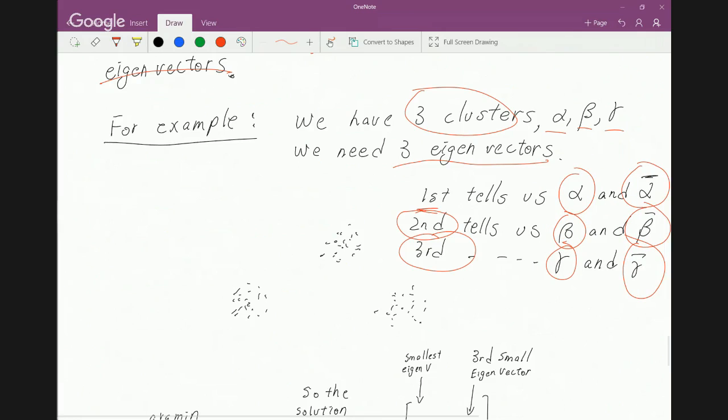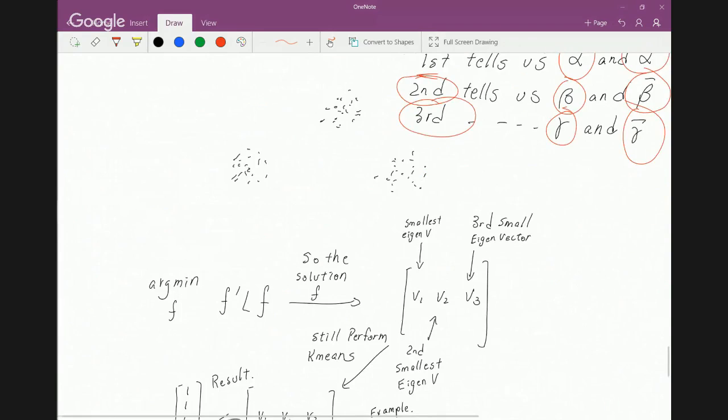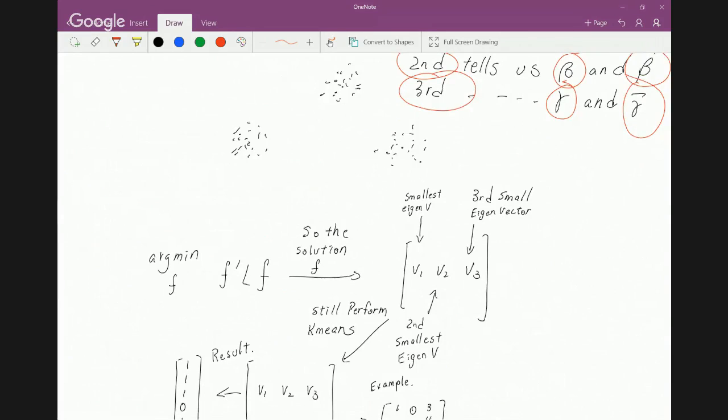So the original assumption was only binary. It's whether it belongs inside group A or it doesn't belong to group A. And therefore, if you have more than two clusters, you need to start using more eigenvectors. So it's very simple. You just pick the smallest eigenvector, and then the second and the third smallest eigenvector in this case. And then just make that into a matrix, and you can use that as a solution.